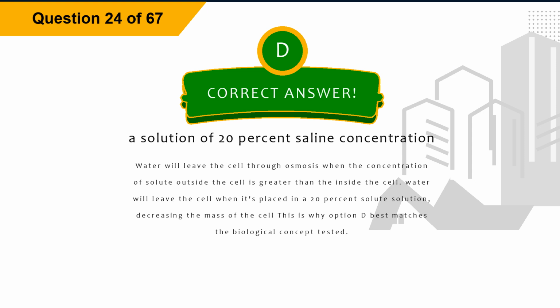Explanation. Water will leave the cell through osmosis when the concentration of solute outside the cell is greater than the inside the cell. Water will leave the cell when it's placed in a 20% solute solution, decreasing the mass of the cell. This is why option D best matches the biological concept tested.